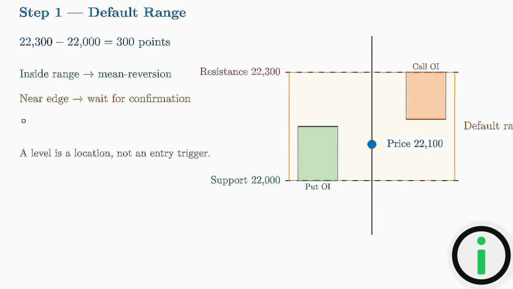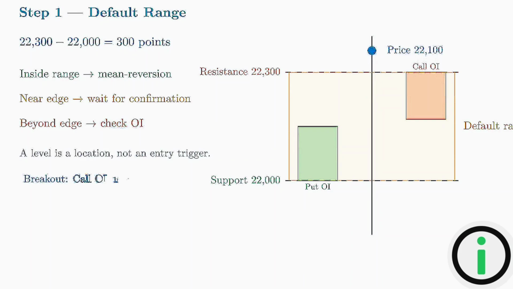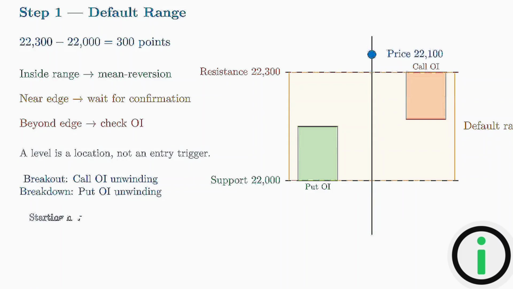If price moves beyond an edge, treat that move as lower probability but potentially higher conviction. Do not immediately fade it simply because a line was crossed. First, ask whether OI is confirming the move. A genuine breakout may be supported by call OI unwinding, while a genuine breakdown may be supported by put OI unwinding. This range is your starting map for the expiry cycle, not a guarantee that price must remain between the two lines.